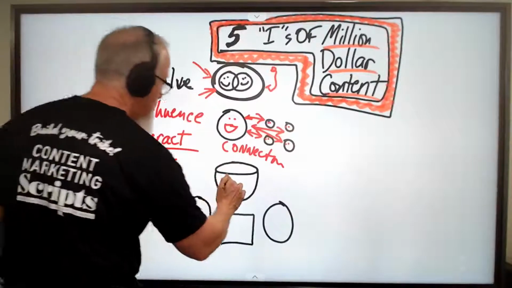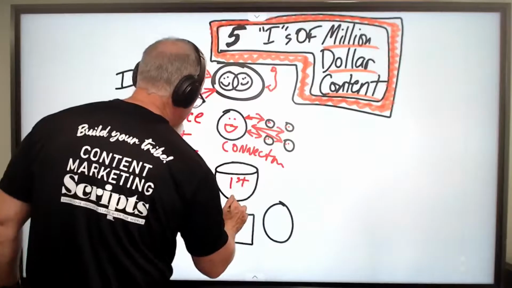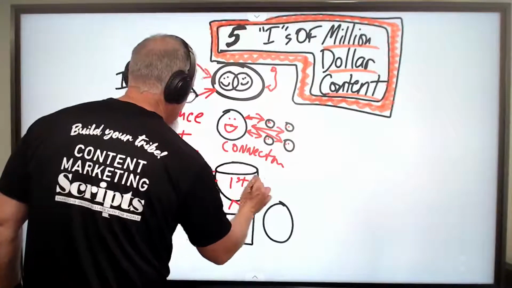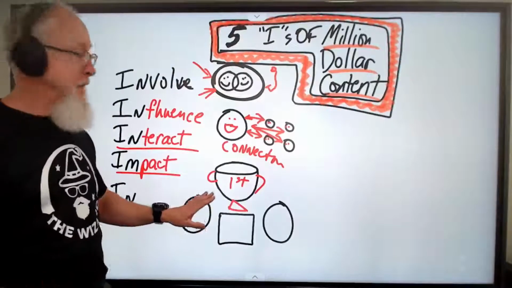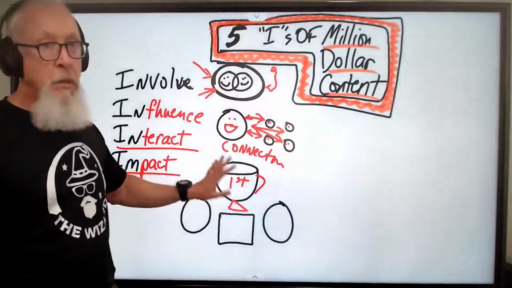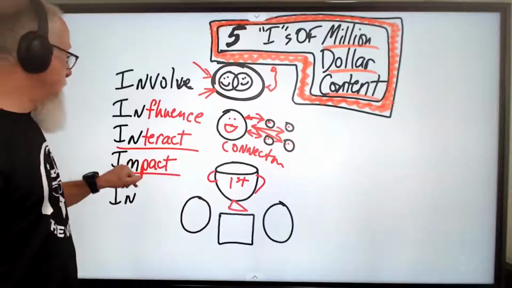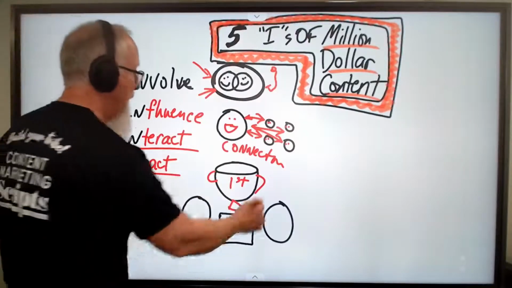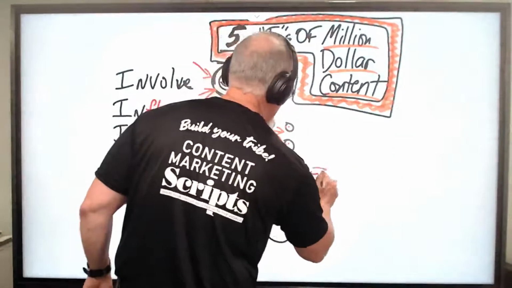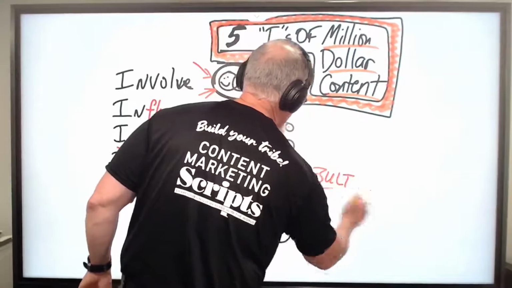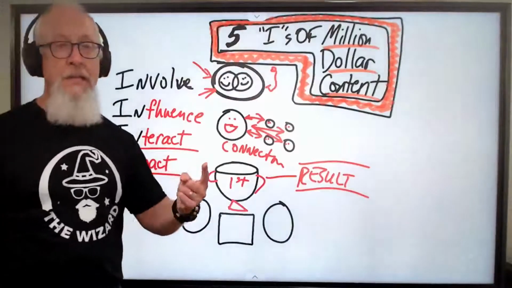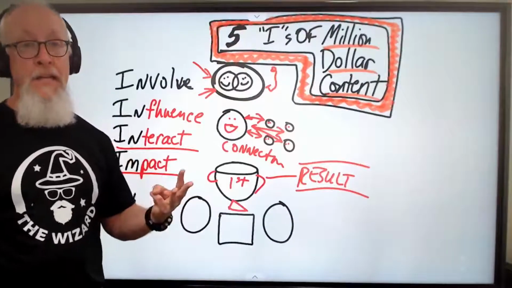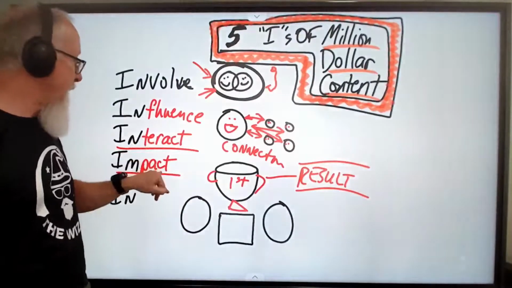The fourth I is impact. Impact means you're helping people get a result. You're helping people to win at whatever game it is they want to play. Because if you have an impact on their life, that means you're helping them get a result. Talked before about helping people by educating them, empowering them, and entertaining them. That's how you have an impact.